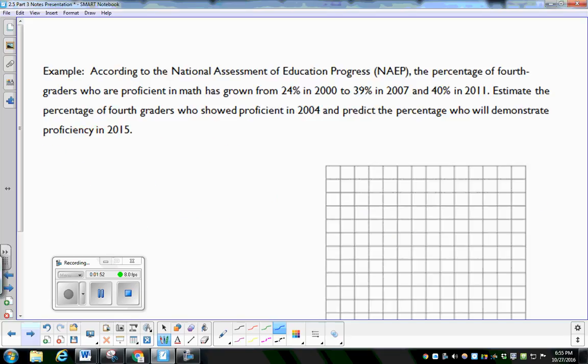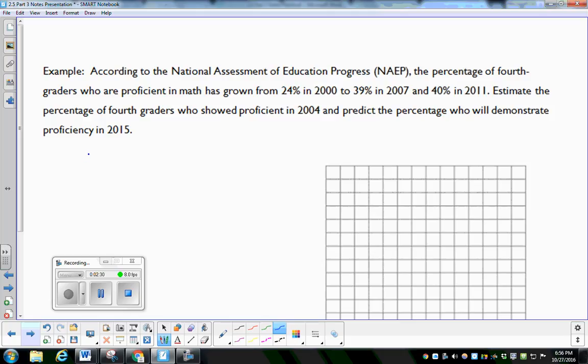All right, so our first example says, according to the National Assessment of Educational Progress, the percentage of fourth graders who are proficient in math has grown from 24% in 2000 to 39% in 2007 and 40% in 2011. We're going to estimate the percentage of fourth graders who were proficient in 2004, and then predict the percentage who will demonstrate proficiency in 2015. So the first thing I think I should do here is write down all these data points I have.